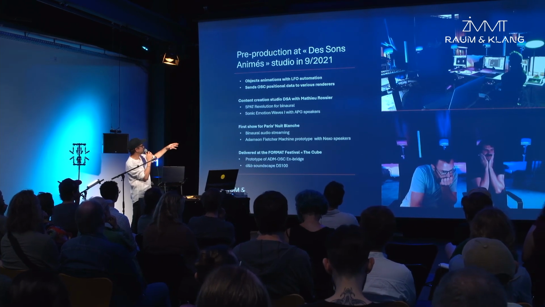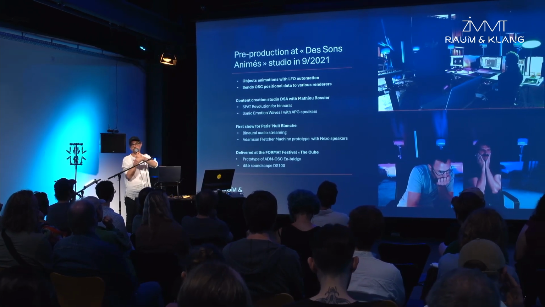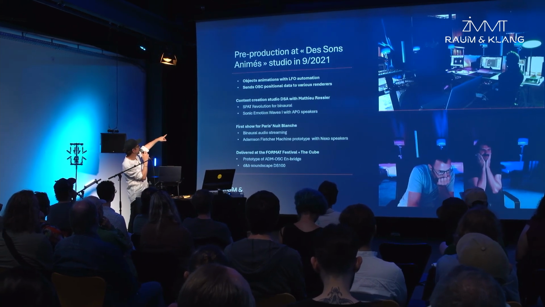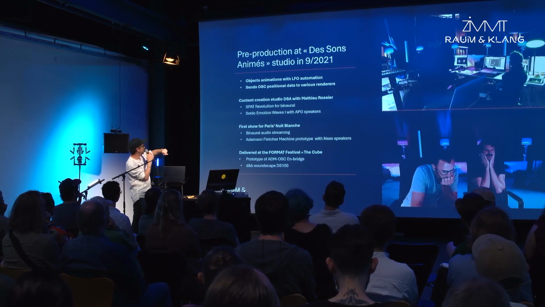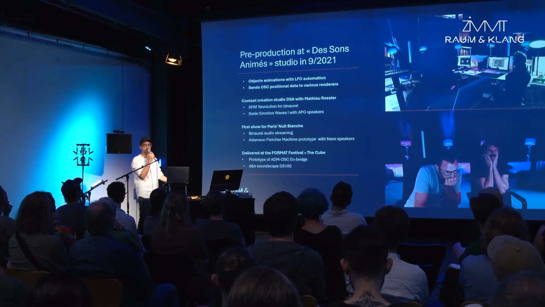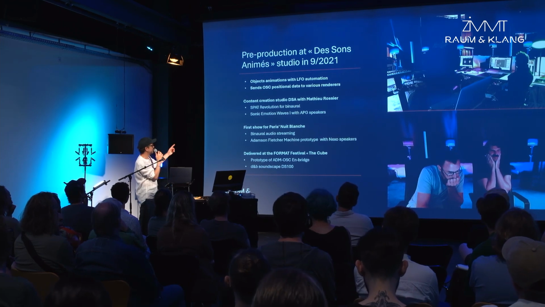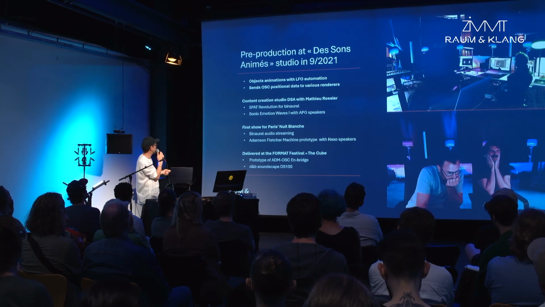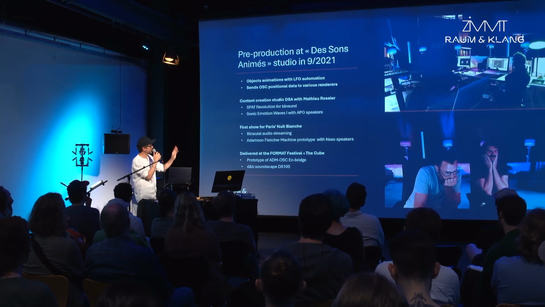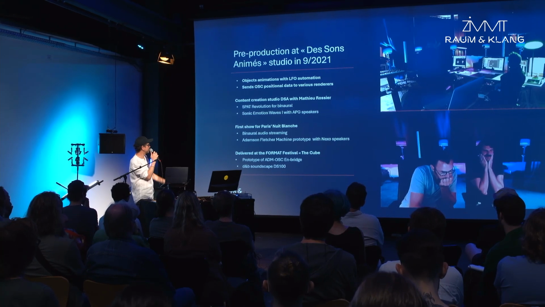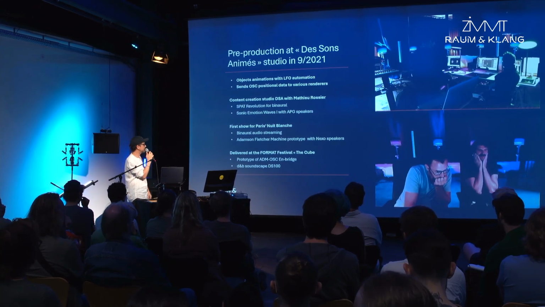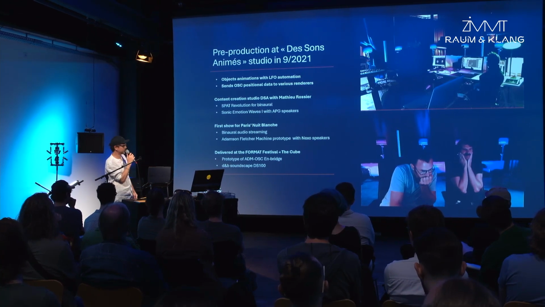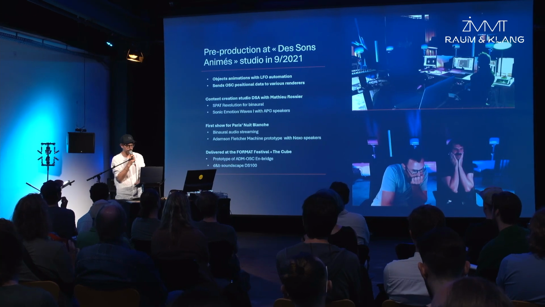They started the production in a studio called Dessin Animé, near Paris. The content creation was made with Spat Revolution for binaural, and they used a Sonic Emotion Wave One with APG speakers in this room. There was a first show for Paris Nuit Blanche with binaural audio streaming made by Spat Revolution, and they used a prototype Fletcher machine at that time, 2021, with Nexo speakers for this show. And at the end, Bertrand Dombrance came to the US to play in the Cube, which is a d&b Soundscape stage at the festival.